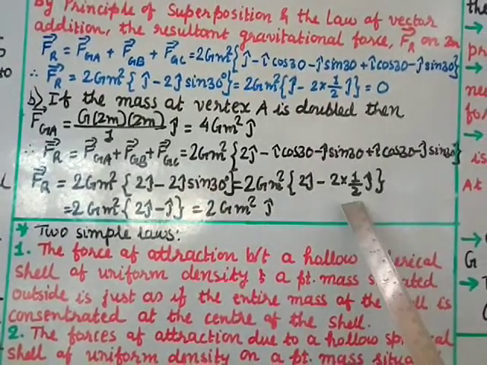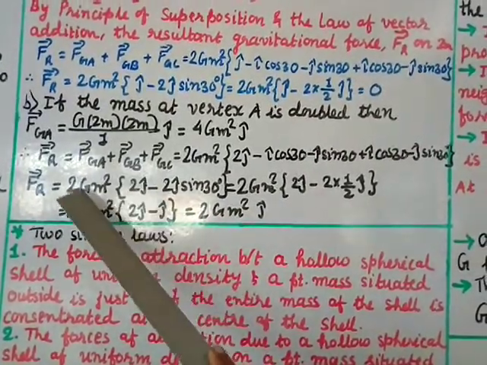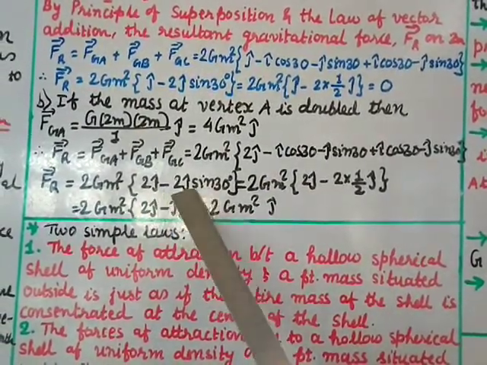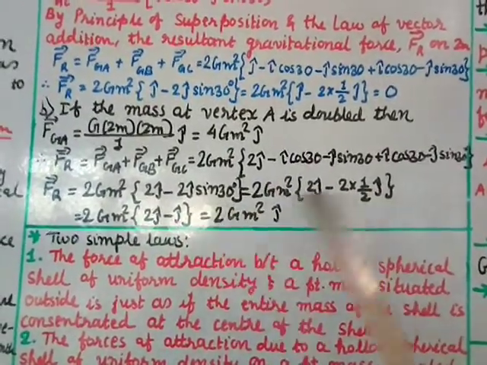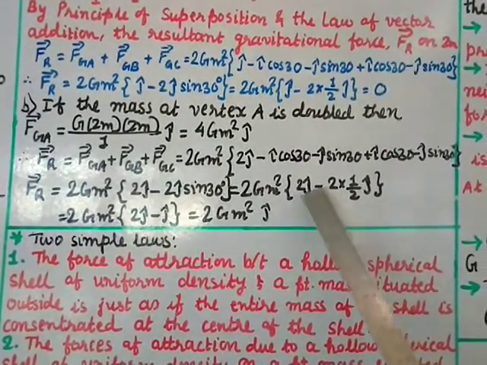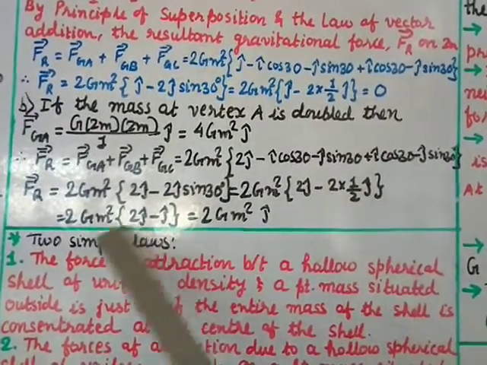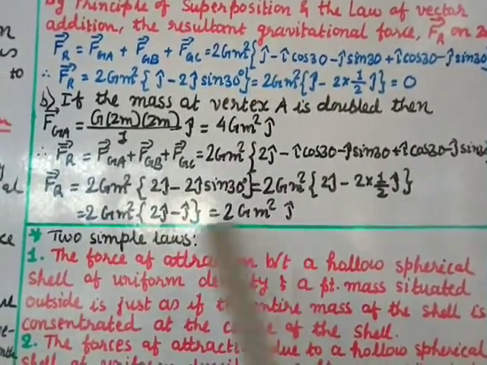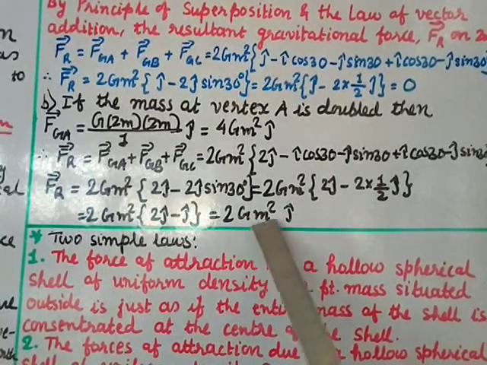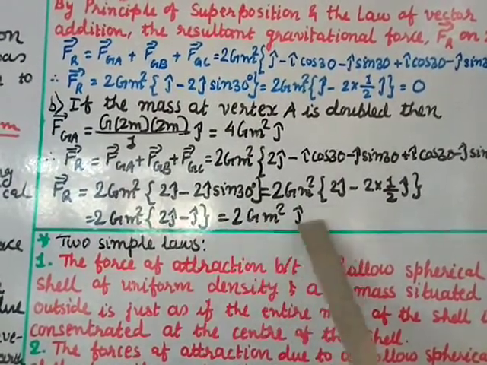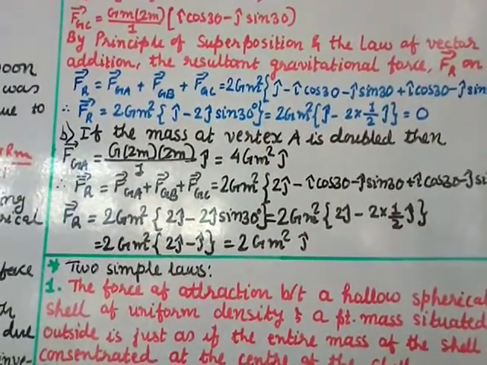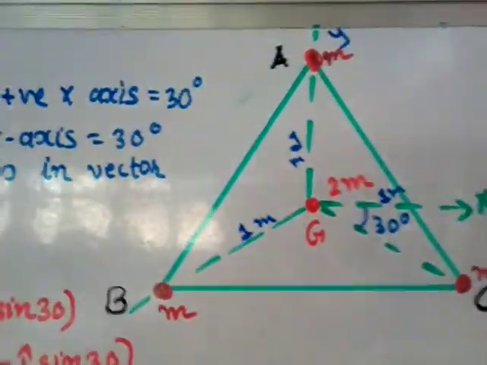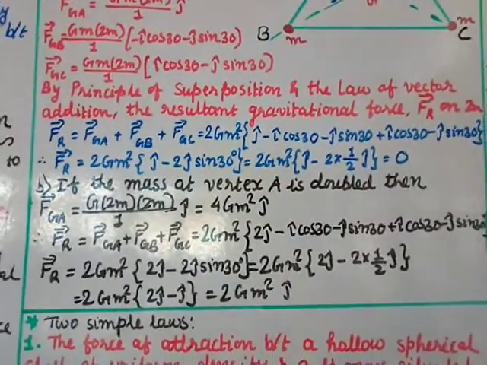Sin 30 is again 1 by 2, so put the value. This 2 as it is, minus 2 as it is, j cap written at the end, and sin 30 is 1 by 2, cut this one, so what you get here is 2j minus j, which is j cap. So this value is 2G m square into j cap. This j cap means it is towards the y axis, because j cap is the unit vector along the y axis.